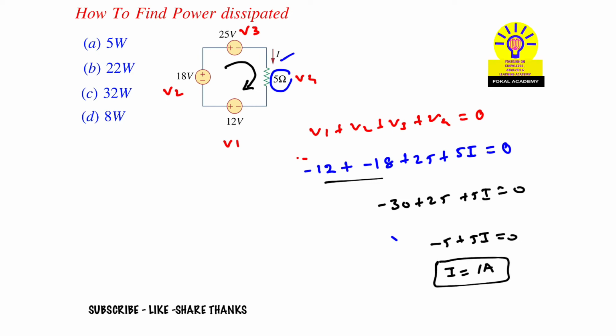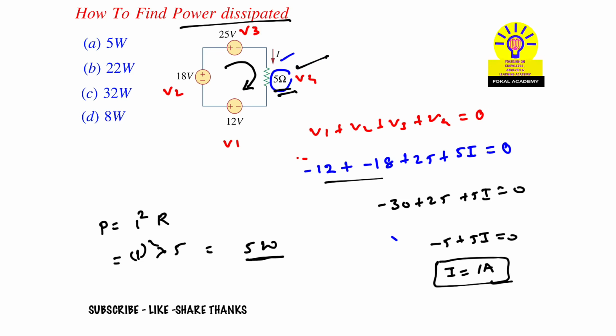But here we want power dissipation, meaning we want the power in the 5 ohm resistor. So we know that P equals I squared R. The I we got is 1 ampere, so 1 squared into R, that is 5 ohms, which is nothing but 5 watts. This is the power dissipated in the 5 ohm resistor. So from the options, that option is the correct option, and this is the process of simplification.